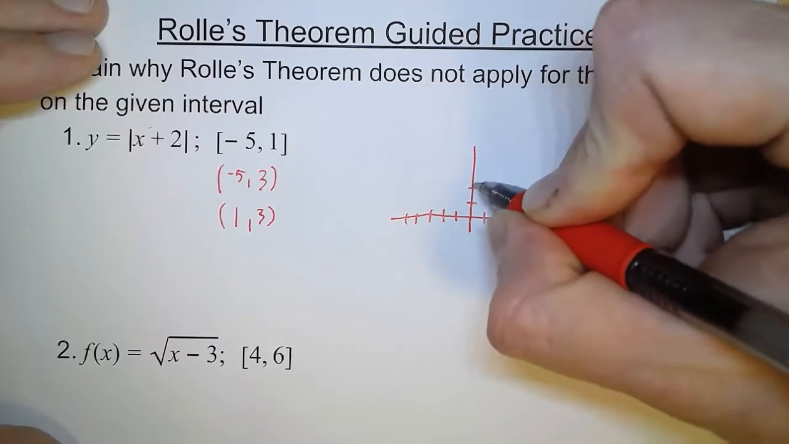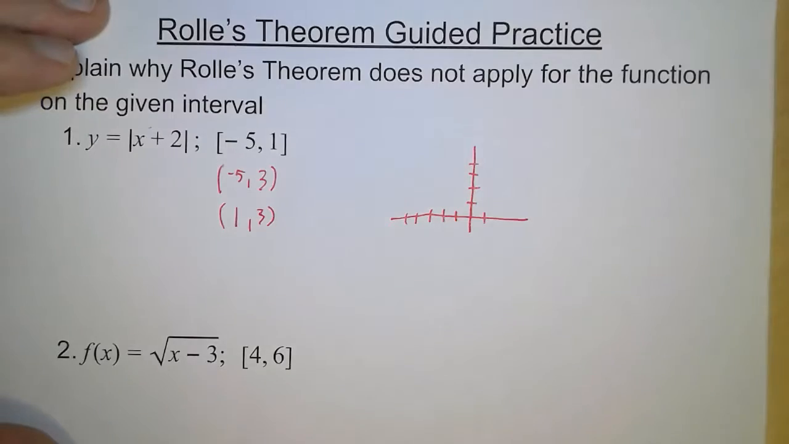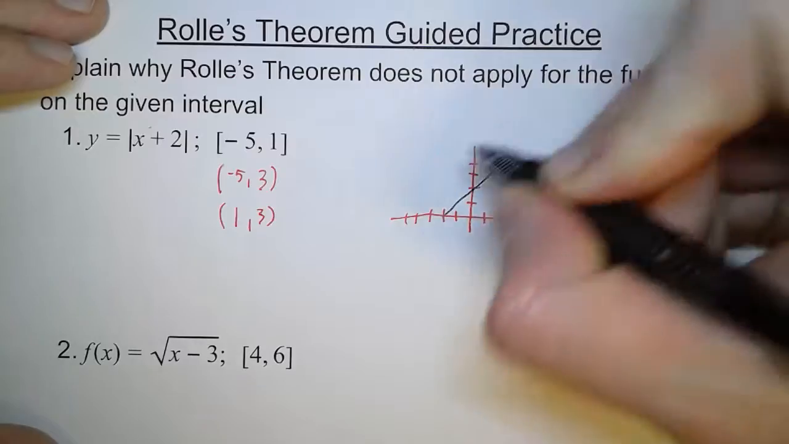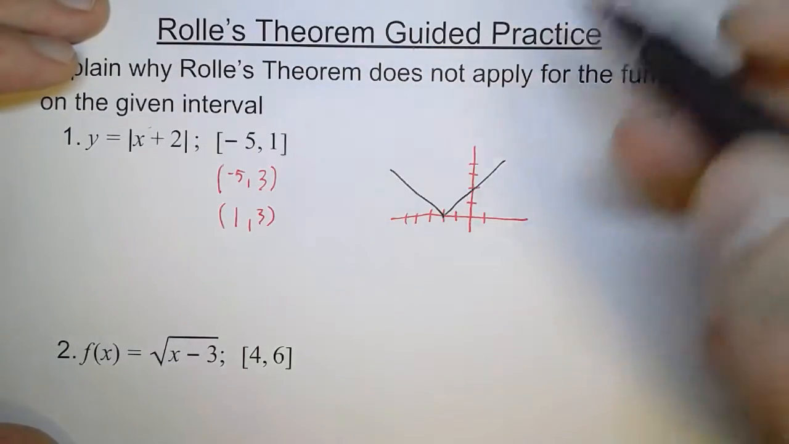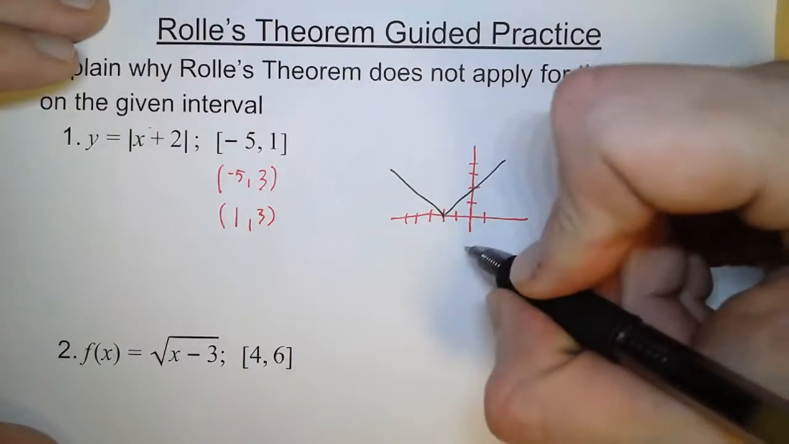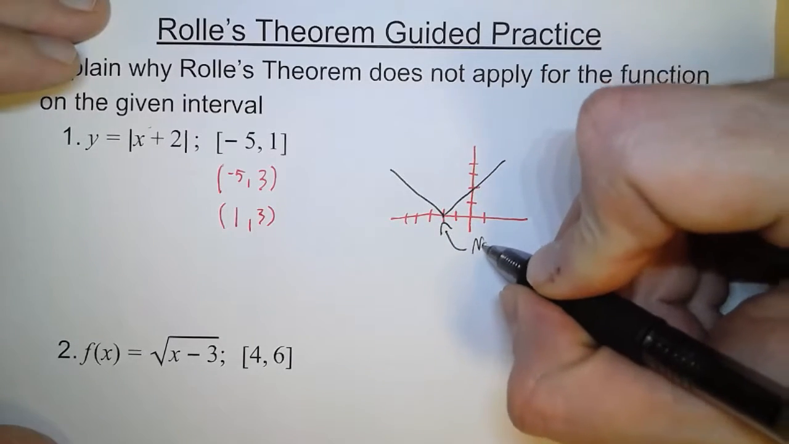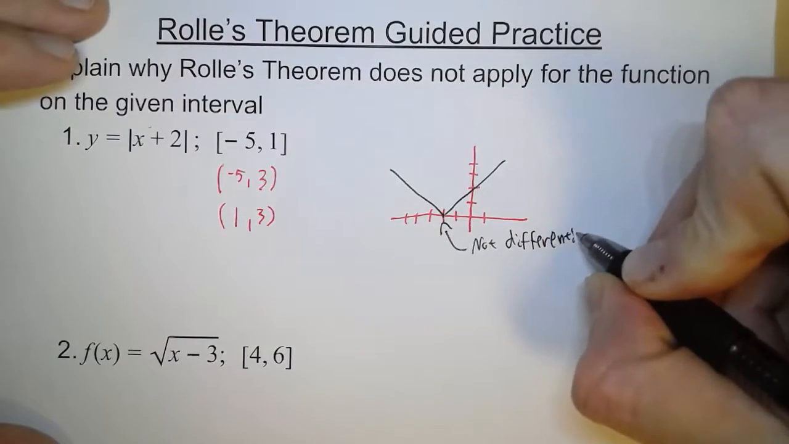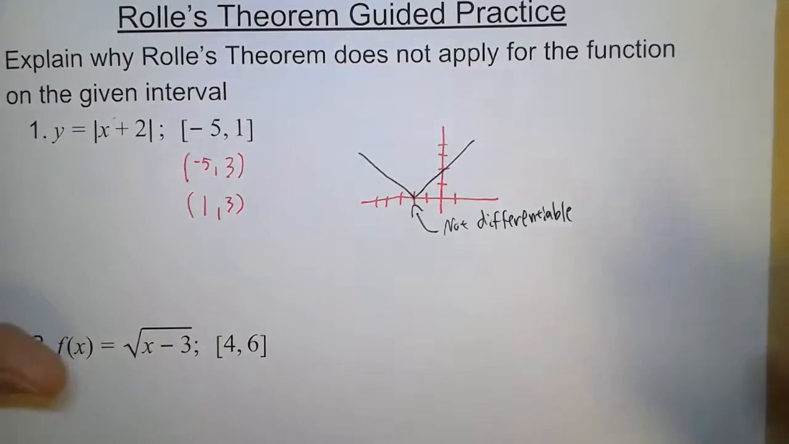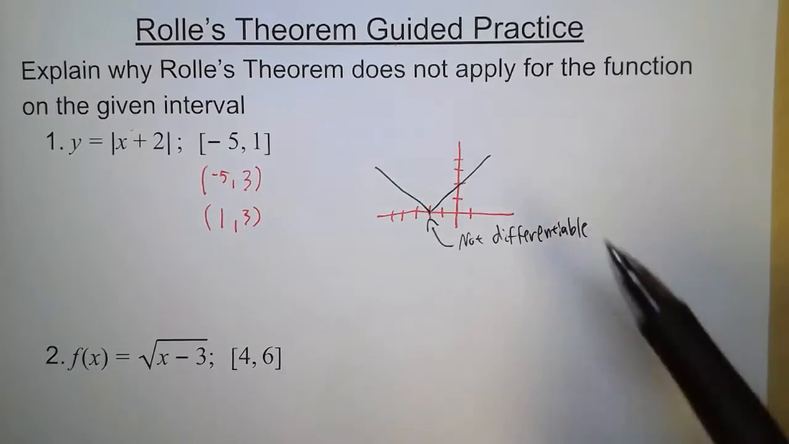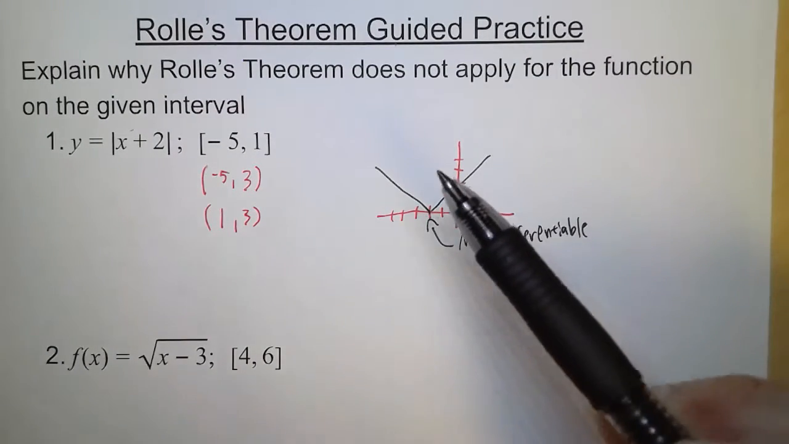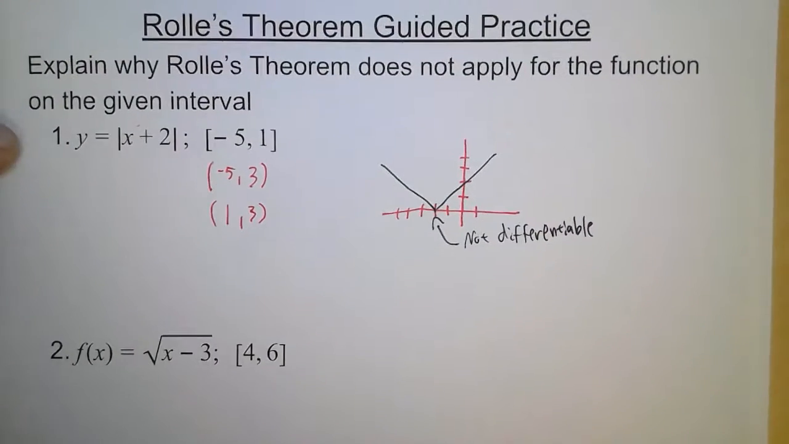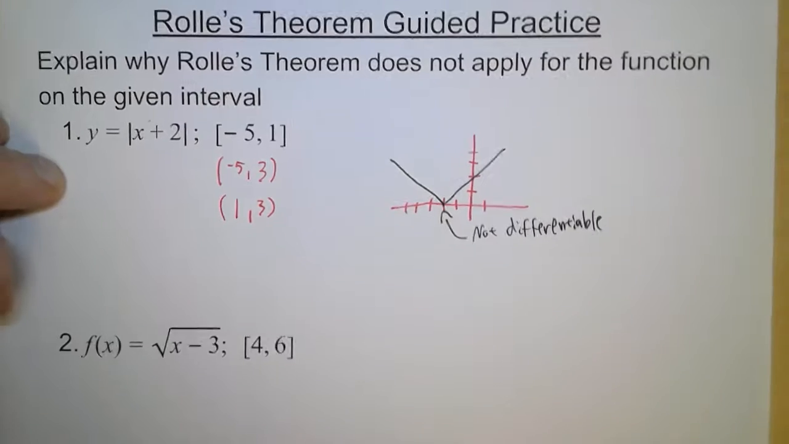And so when we have absolute value, here we've got absolute value. And what the +2 is, it shifts the normal absolute value graph 2 places to the left. And so here's what the absolute value function here is looking like. And right here, right at the vertex, it's not differentiable. And that's the problem. It needs to be differentiable on this entire interval in order for Rolle's theorem to apply. So even if you have just one spot that's not differentiable, we throw it away. We discard it. So that's the reason why for number 1, Rolle's theorem doesn't apply.